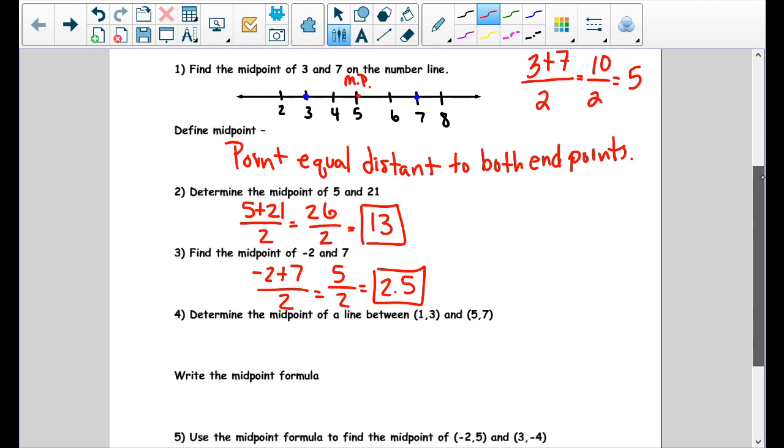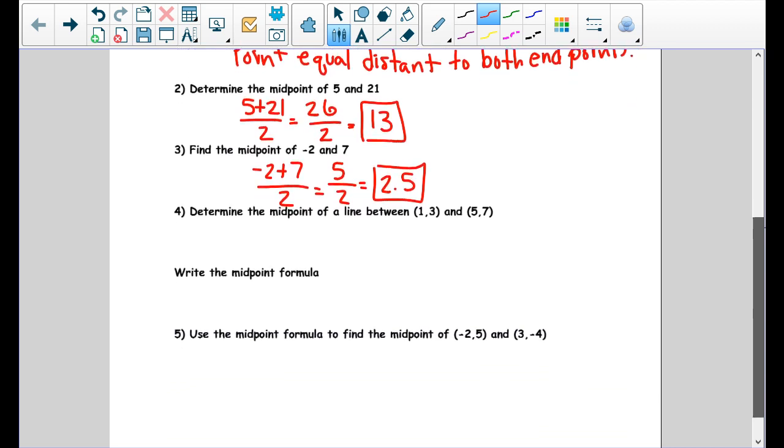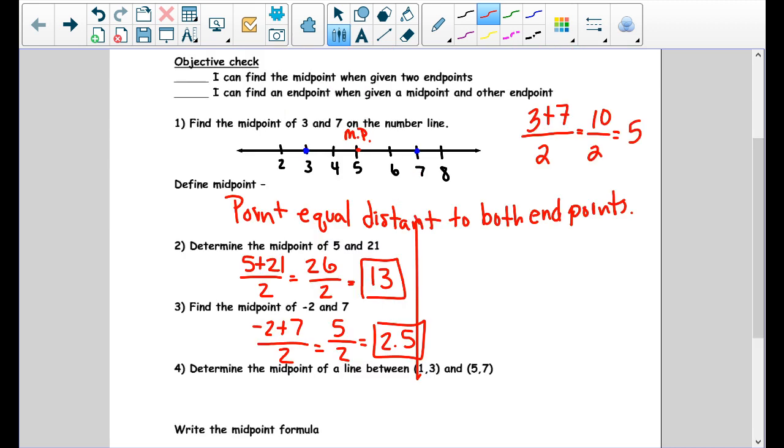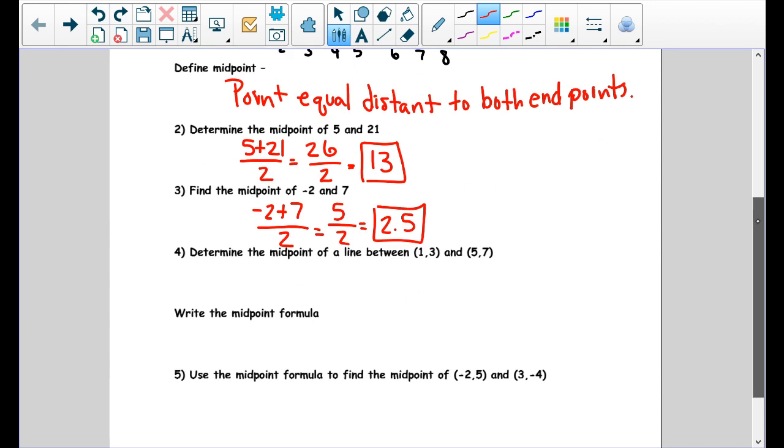Alright, so here it gets a little harder. It says determine the midpoint of a line. The line goes from 1, 3 to 5, 7. So now we have coordinates. So what are we going to do? Add 1 and 3? No. You add 1 and 5. You add 3 and 7. You divide this by 2. But that's not smart. Keep your x's and y's separate. It's not that easy.